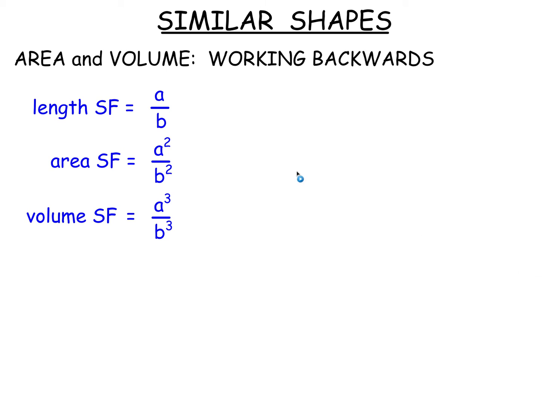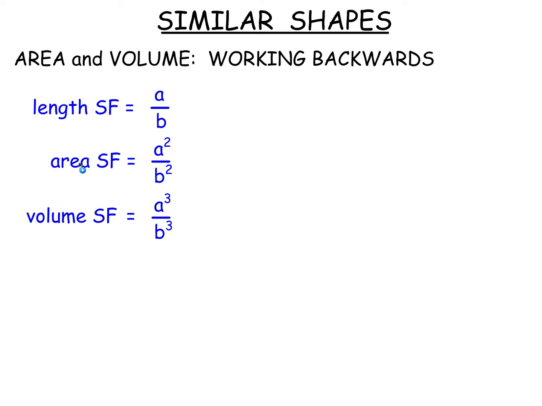The previous video looked at similar shapes and area and volume, where if you had the length scale factor, you would square that to get the area scale factor or cube it to get the volume scale factor. This video is about working that backwards, where if you're told the area scale factor, you can get back to the length scale factor, or you're told the volume scale factor, you can get back to the length scale factor.